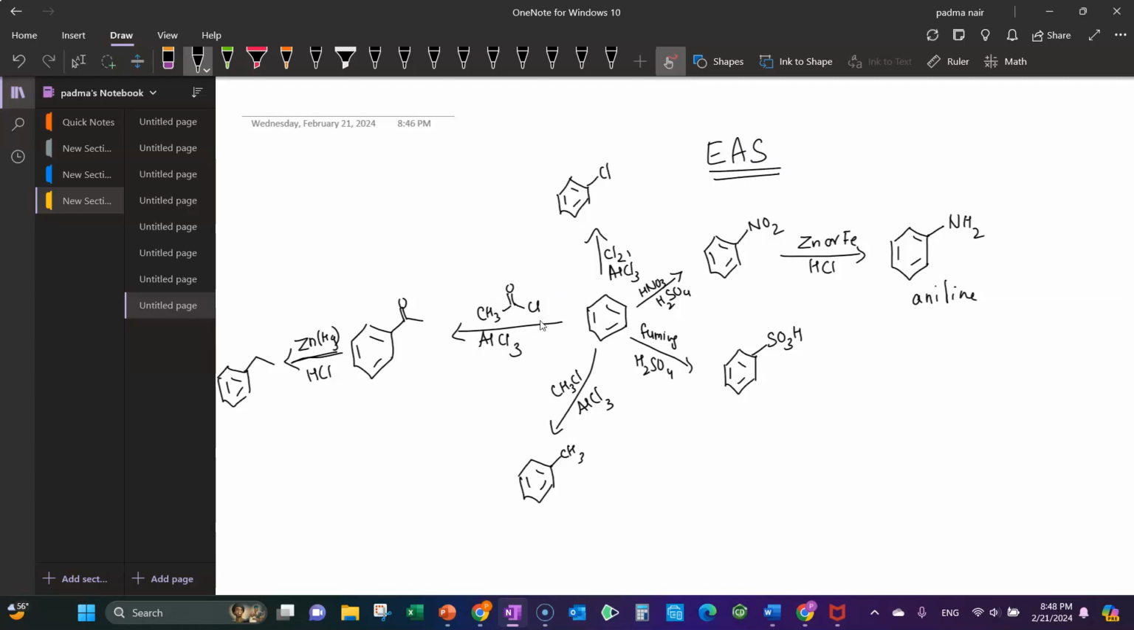In the next video, we will talk about directing effects. That means if you want to put another group on a mono-substituted benzene, then how will we decide where that group would go? Would it go to the ortho position, to the para position, or to the meta position, etc.?